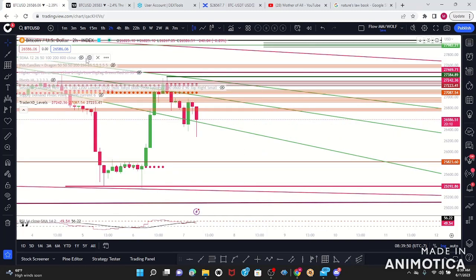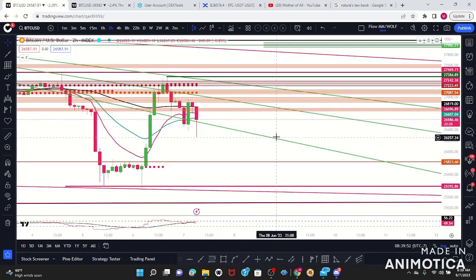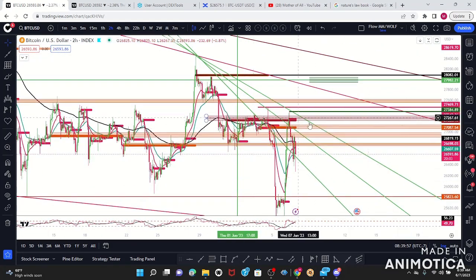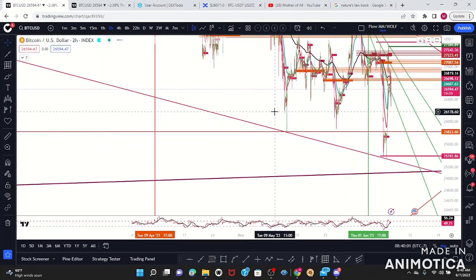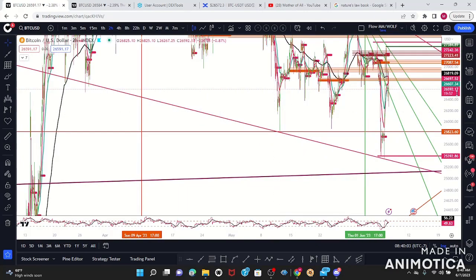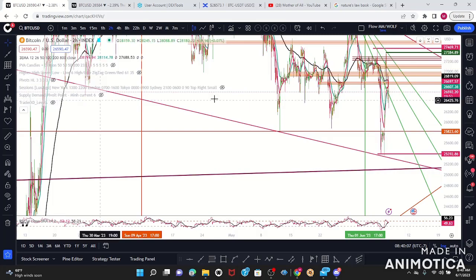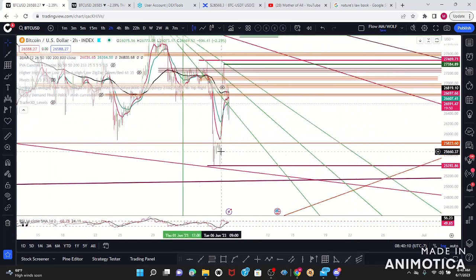2 hours, 12 and 26 EMAs. Let's turn them on. Lots of resistance there, major. And it looks like we just rejected and we just rolled back over. Let me turn off everything so it doesn't look so noisy. Okay.